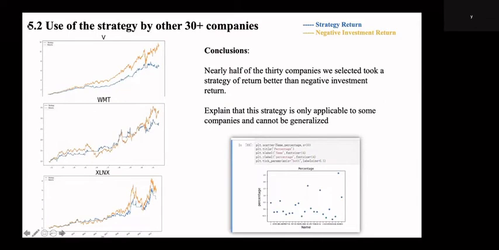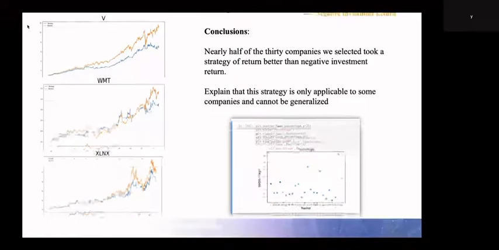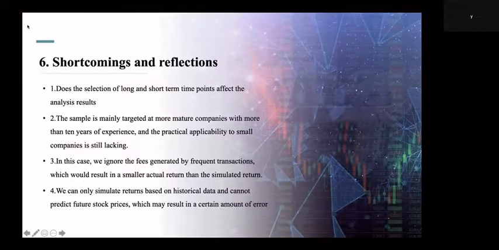And out of these companies, half of them yield a higher return by using our trading strategy, indicating that our model is applicable to some firms, but there are still limitations. And in the corner here is a scatter plot to summarize. Hence, for further improvements, we have thought about the following parts. In this case, we use the 5-day moving average to compare with the 60-day moving average, but there are definitely more combinations, and the selection of days will affect our analysis.